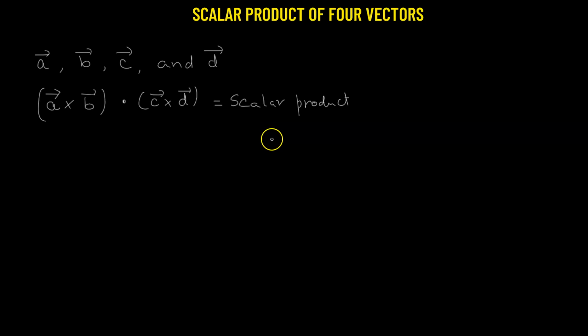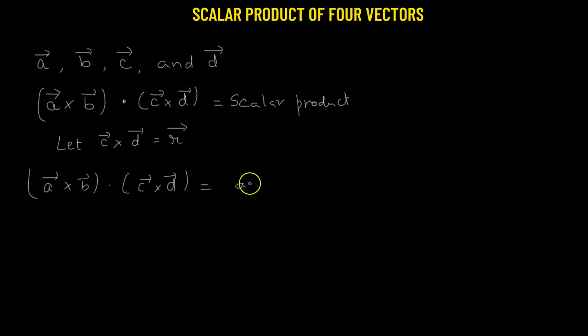Now we're going to find out what the value of this particular product is going to look like. So for this, let's start by considering the cross product between C and D vectors to be equal to a vector R. Now that means vector A cross B dotted with vector C cross D becomes equal to vector A cross B dotted with vector R.